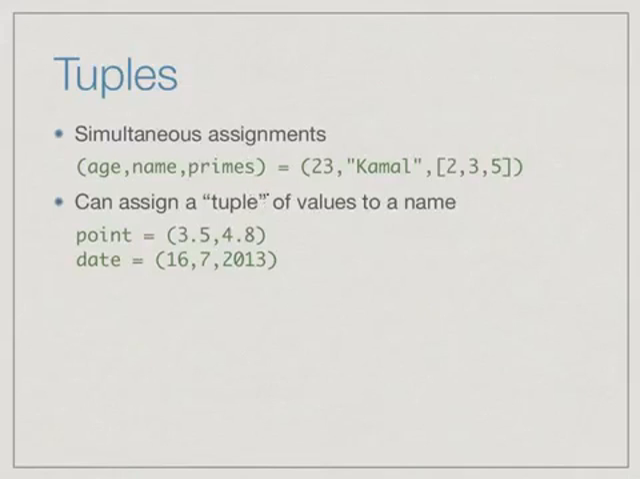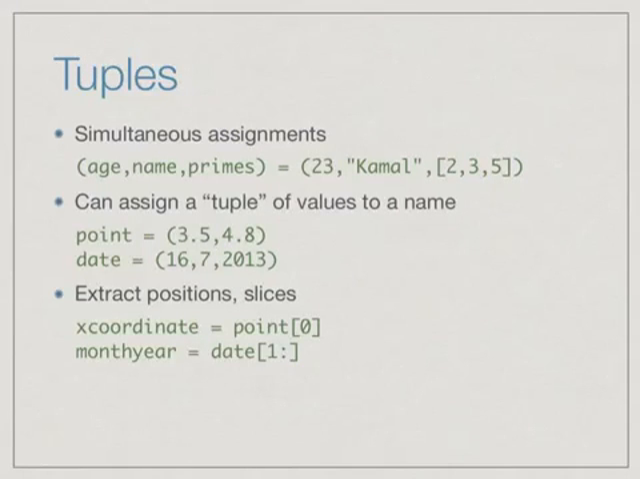You can take a single name and assign it a tuple of values. For instance, we can take a two-dimensional point with x coordinate 3.5 and y coordinate 4.8 and say that point has the value (3.5, 4.8), and this is not a list but a tuple, and we will see in a minute what the difference is. Similarly, we can say that a date is made up of three parts: a day, a month, and a year, and we can enclose this into a three-valued tuple, or triple.